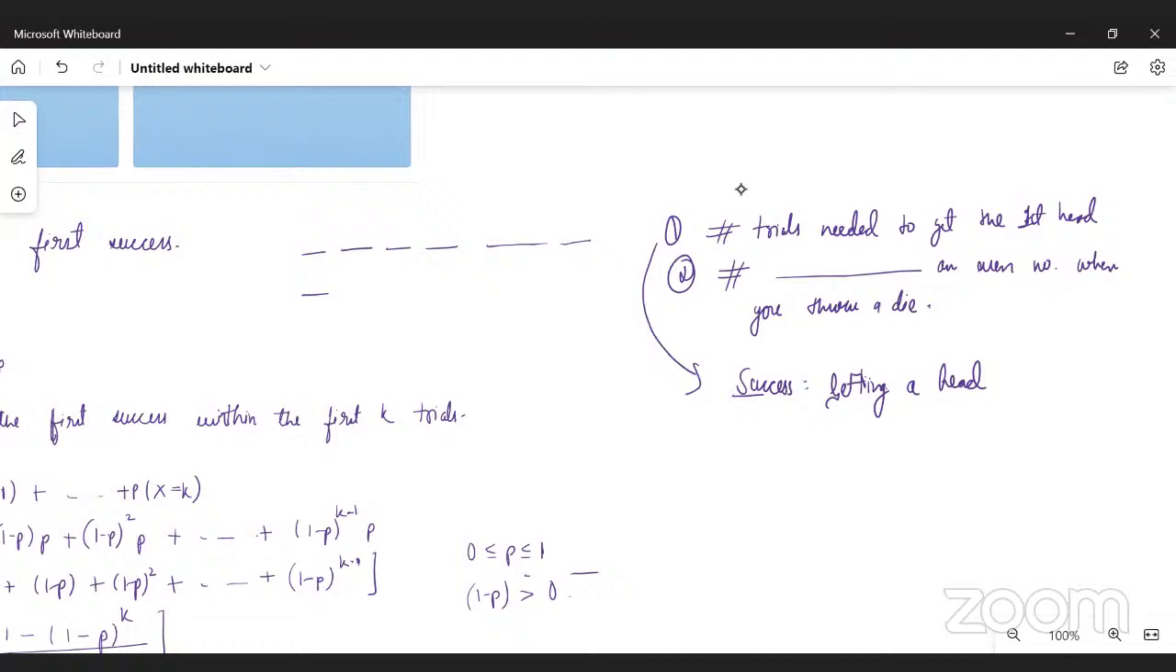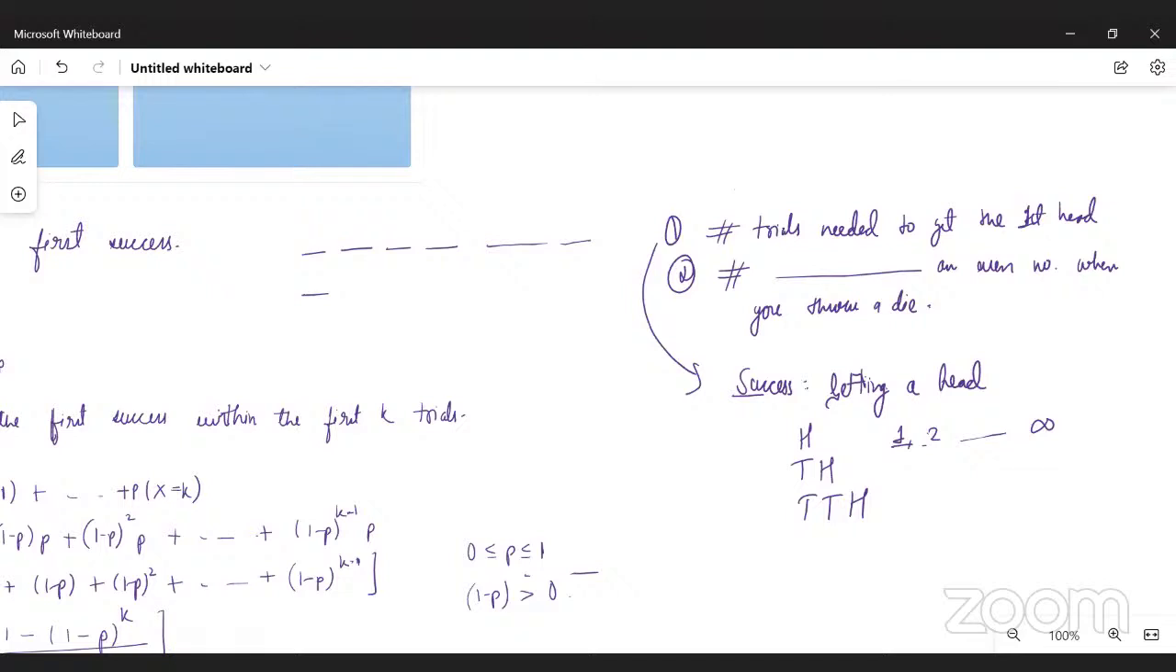So you have a coin, you are tossing it repeatedly, and you will stop when you get the first head. So I have defined my success to be getting a head. Either you can get your head on the first trial, or on the second trial, or on the third trial, and so on, right? It can go on till infinity.